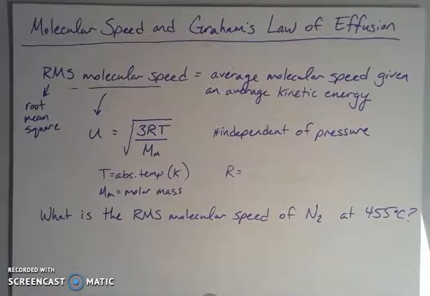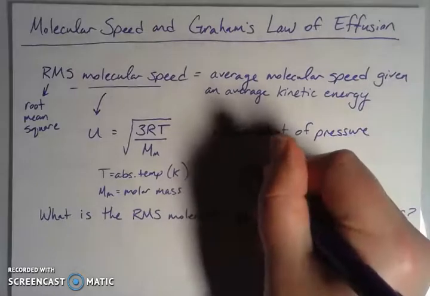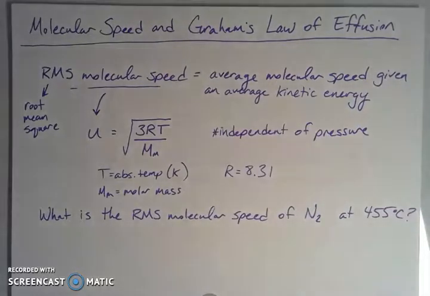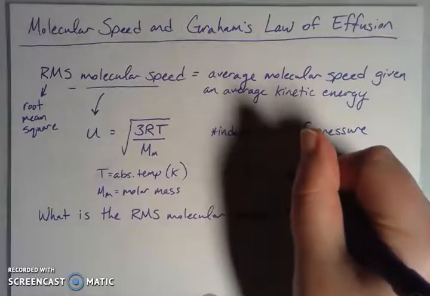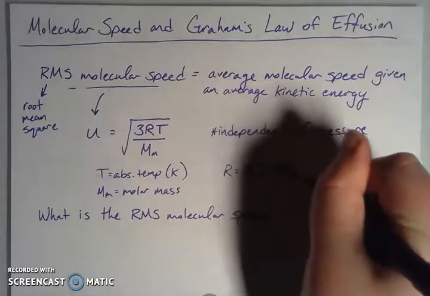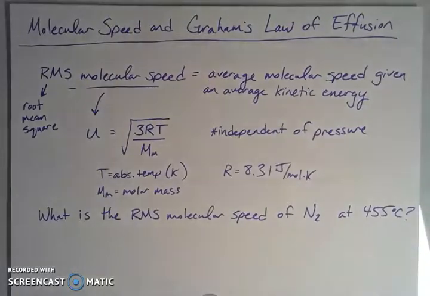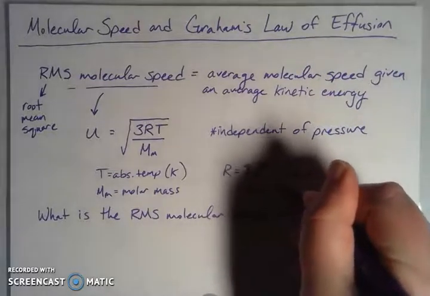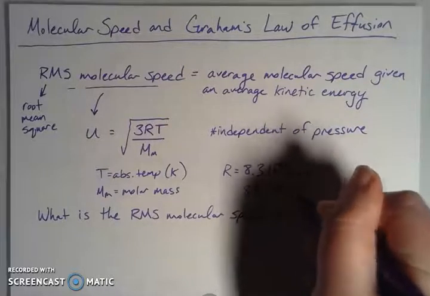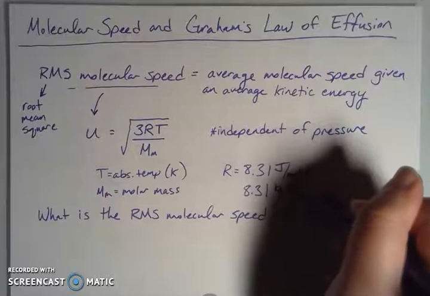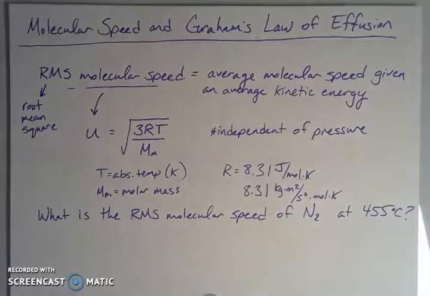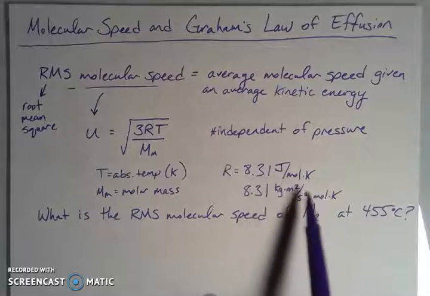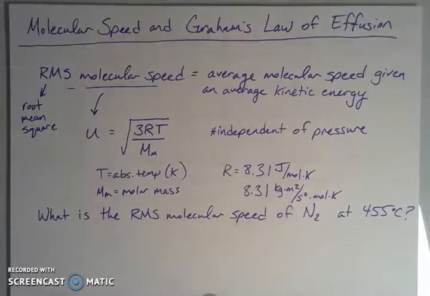That R is the same, but there's a useful version of R that is 8.31, which is the same as it is in kilopascals, but it's equal to joules per mole Kelvin. 8.31 joules per mole Kelvin, or another way to write that, if we unpack the joules here, is 8.31 kilogram meter squared per second squared, and then mole Kelvin. So recall that a joule is a kilogram meter squared per second squared.